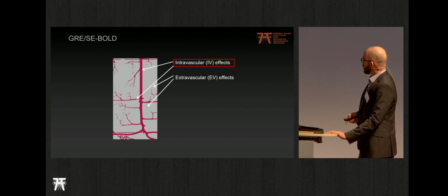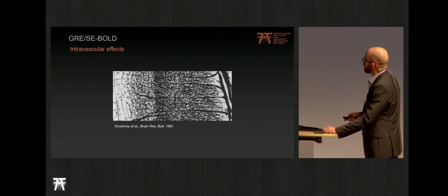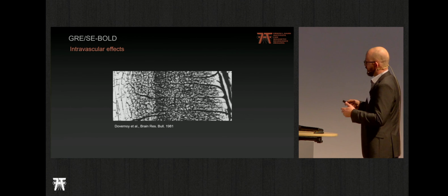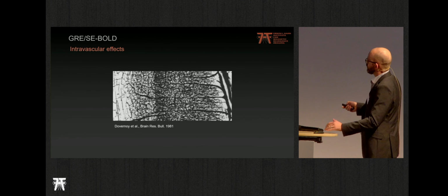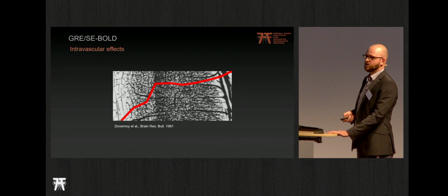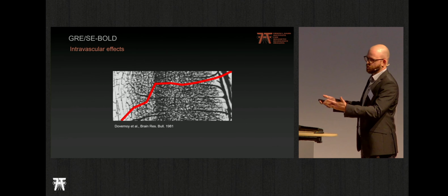Now, looking at the intravascular effects, this is an Indian ink stain of the primary visual cortex in human. Here's white matter, here's the pial surface. And if you would look at the baseline blood distribution as a function of cortical depth, this would look like this. And if you would be sensitive to the intravascular signal change, then you would experience again this pial surface bias.